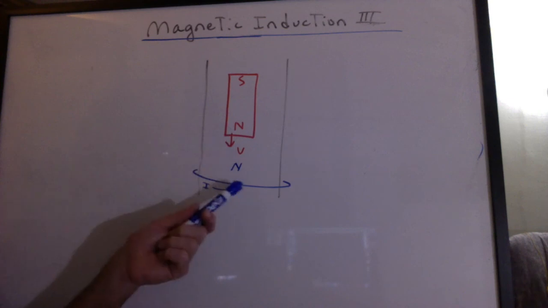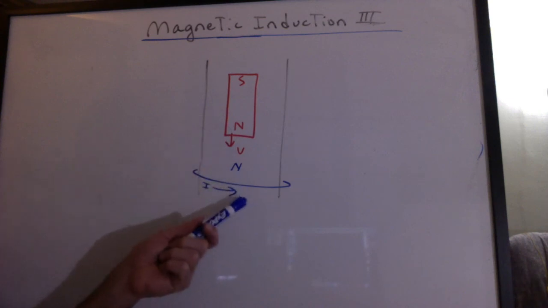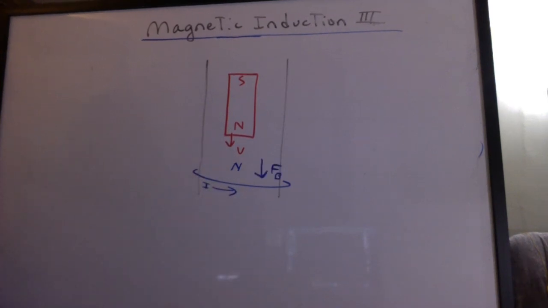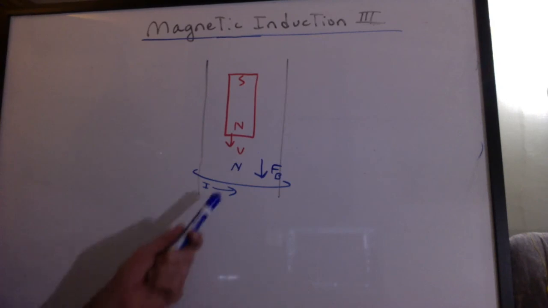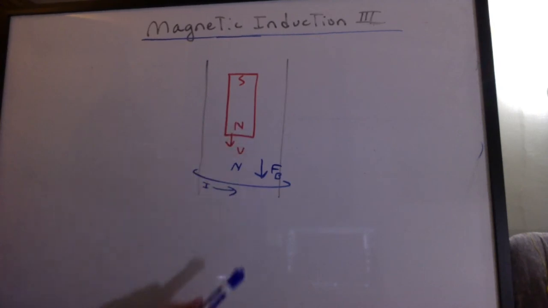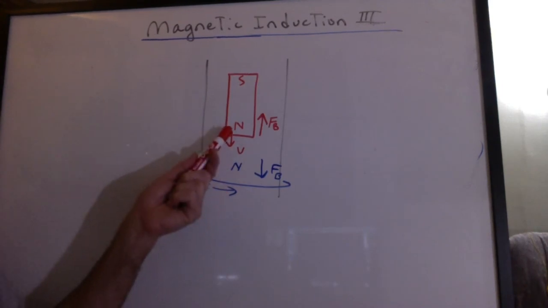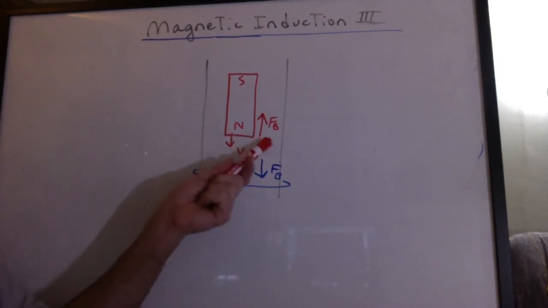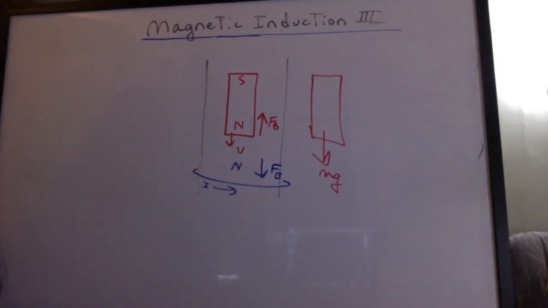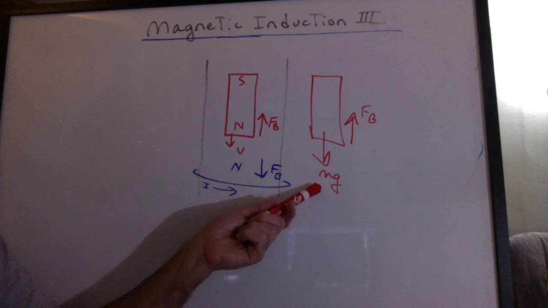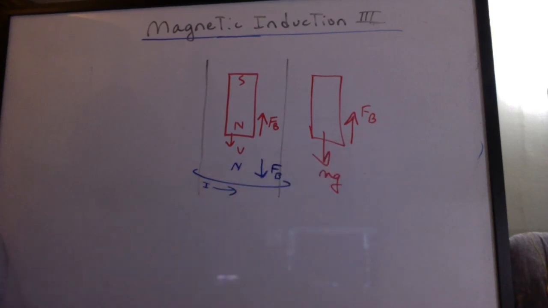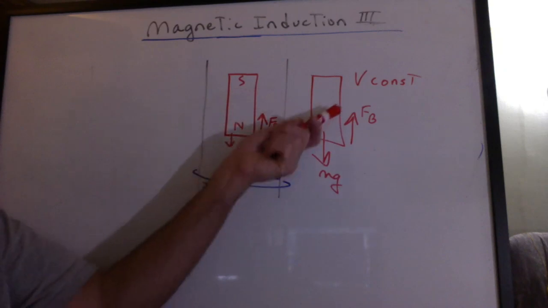The magnet will be pushing down on this loop, which is inside the metal tube. According to Newton's third law of motion, every action has an equal and opposite reaction. And this loop will be opposing the north pole falling with this force. A free body diagram for the magnet shows us that its weight will be canceled by the magnetic force holding it up as it falls down the tube at a constant velocity.